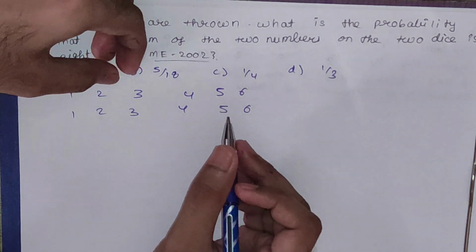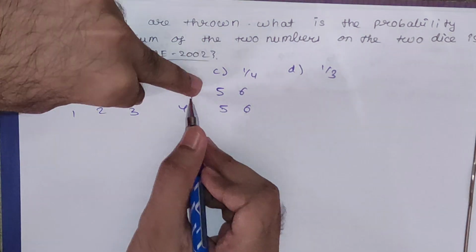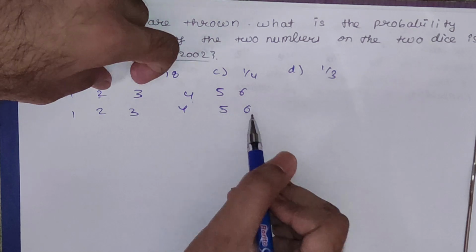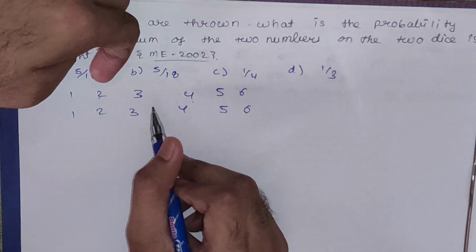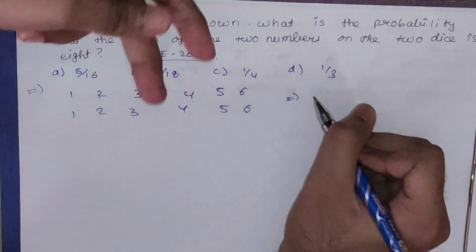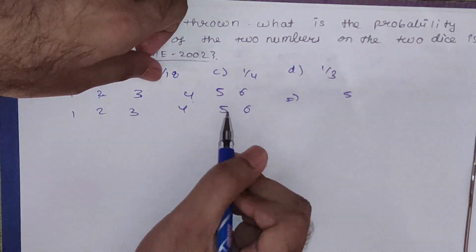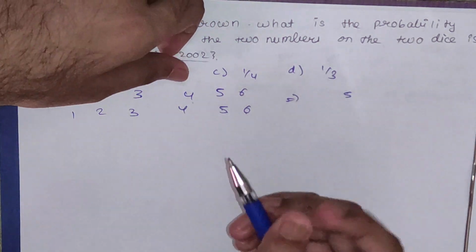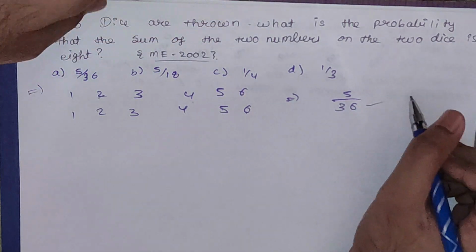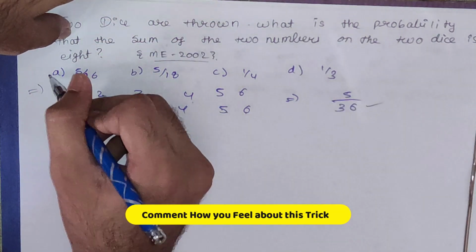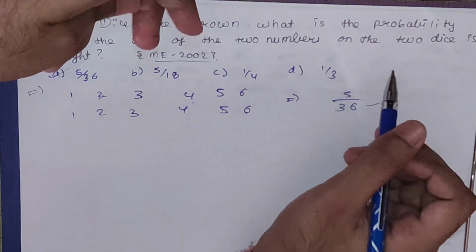Okay, so for 8 you can see it will be 2 6, right, 3 5, 4 4, and if 2 6 is giving, so 6 2 will be one more option. Similarly for 3 5, 5 3 will be one more option. So the total number of favorable outcomes is 5: 2 6, 6 2, 3 5, 5 3, and 4 4 is the only one. So 5 by 36 is the correct answer, and the correct option will be this A.